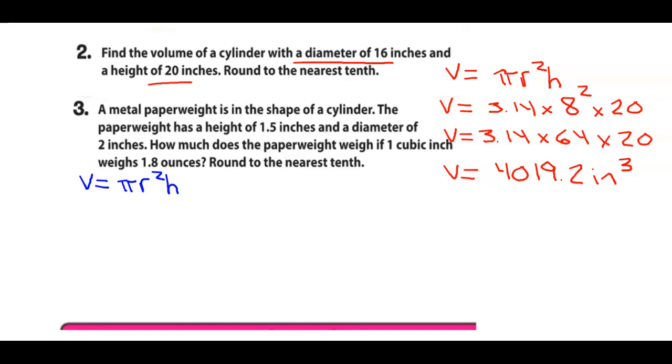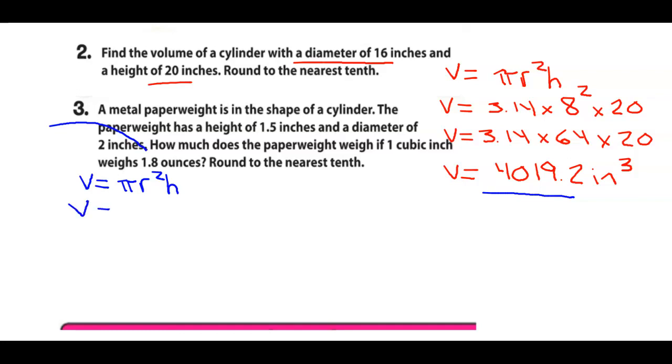So this is easy, you guys. What we're going to do is just figure it out. We're going to get ourselves an answer, and then we're going to go, all right, if I happen to have 4,019.2 cubic inches, I would just multiply that by 1.8, and then I'm going to get my answer. Okay? So a little extra work, but not much.